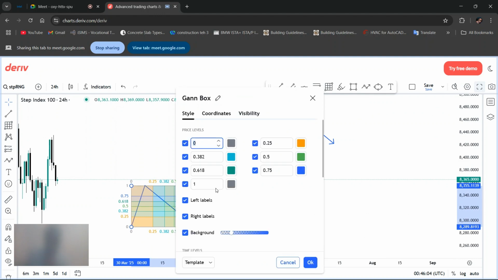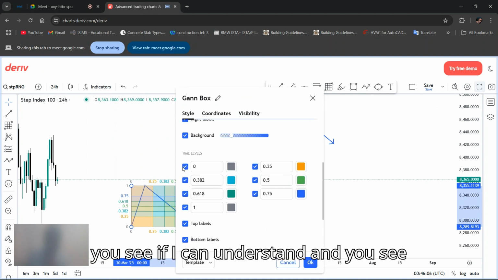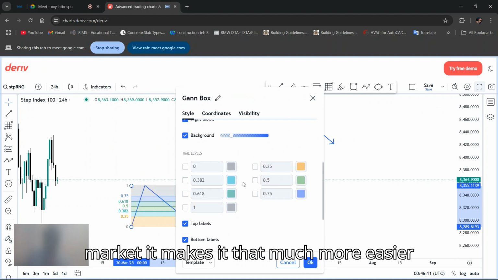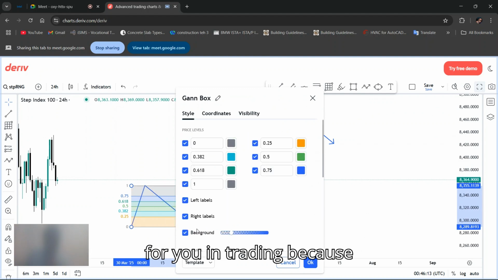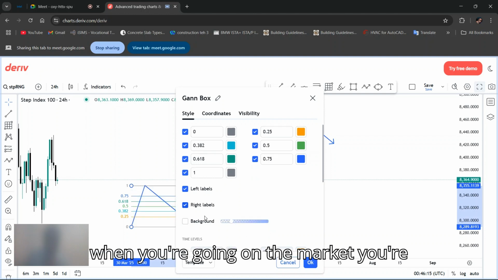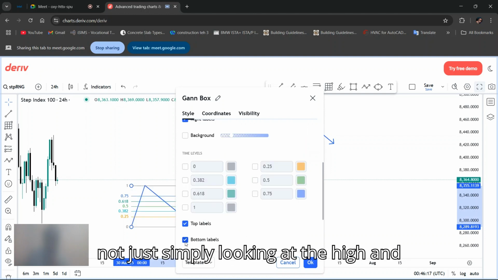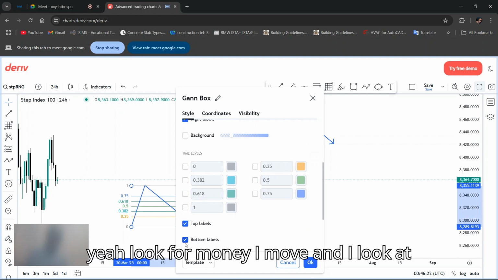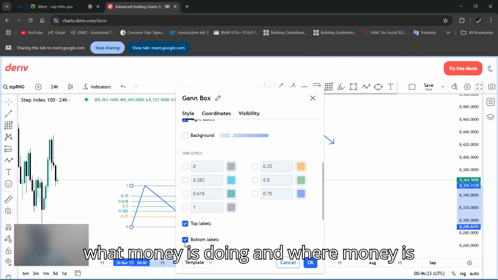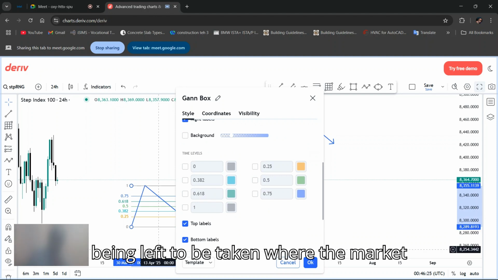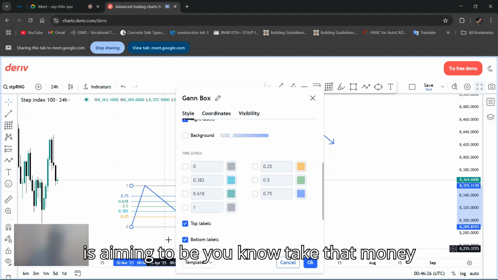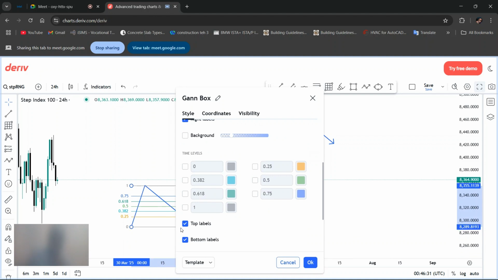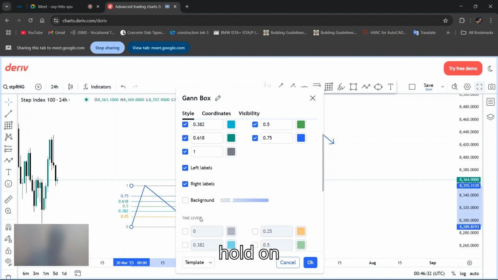So if you can understand and see my point of view of how I'm seeing the market, it makes it that much easier for you in trading, because when you go in on the market, you're not simply looking at a high and a low. You're looking at price action. You look for where money moves, and you look at what money is doing and where money is being left to be taken, where the market is aiming to take the money from at a longer time. But hold on.